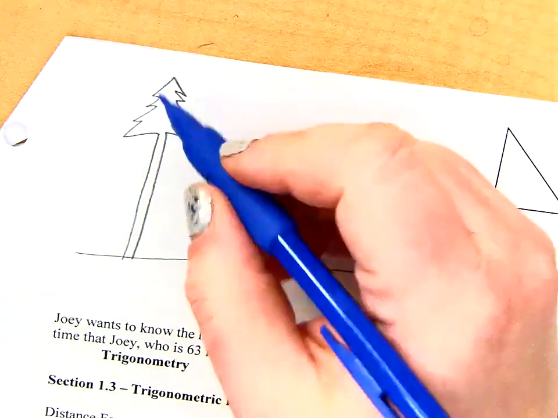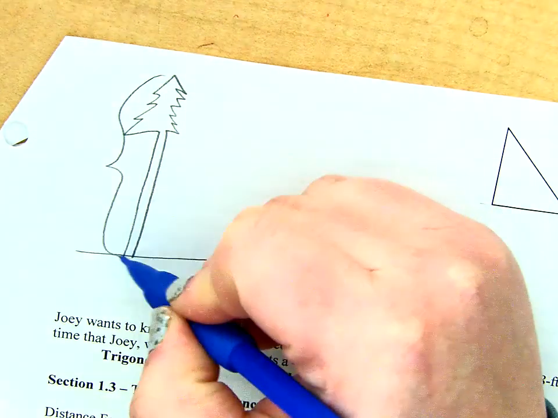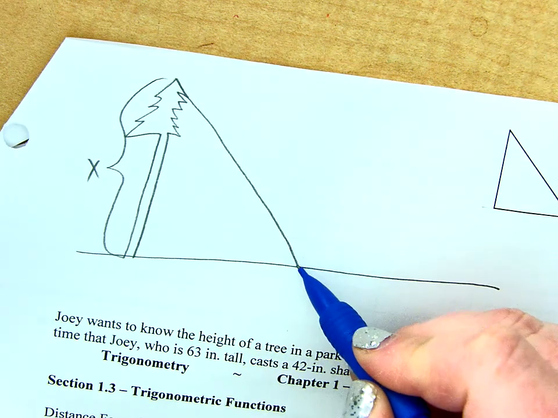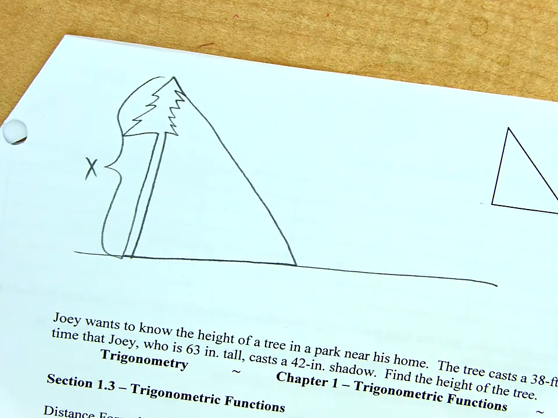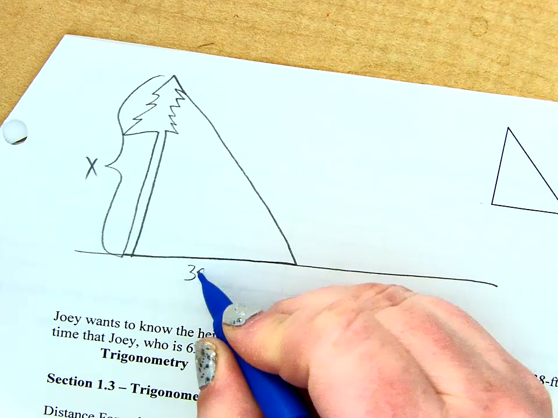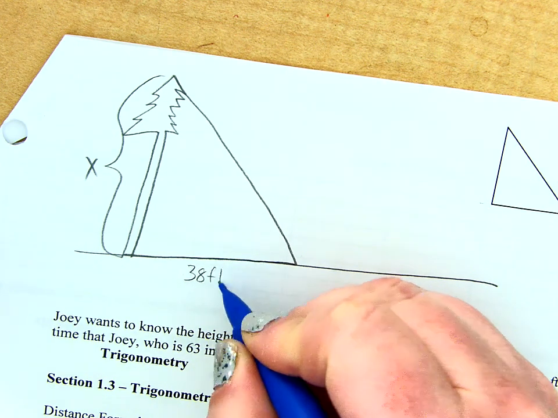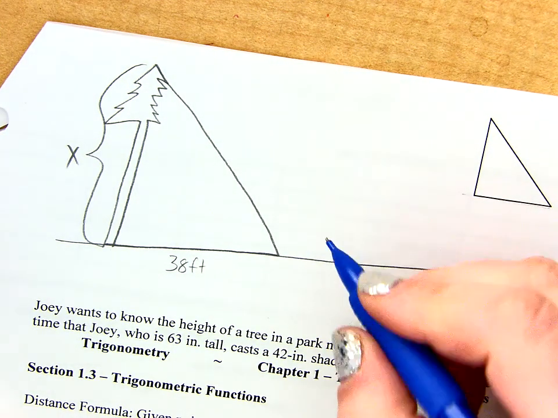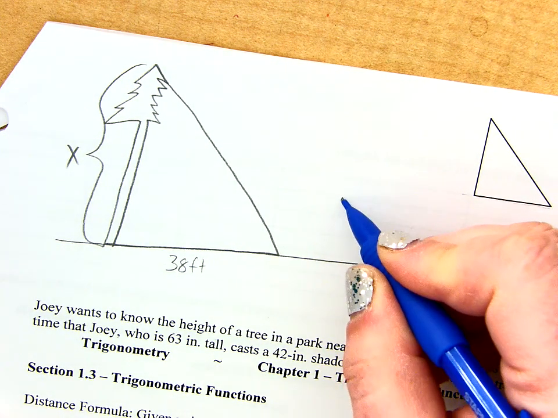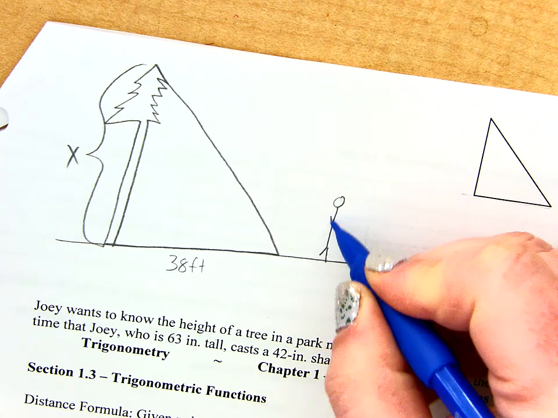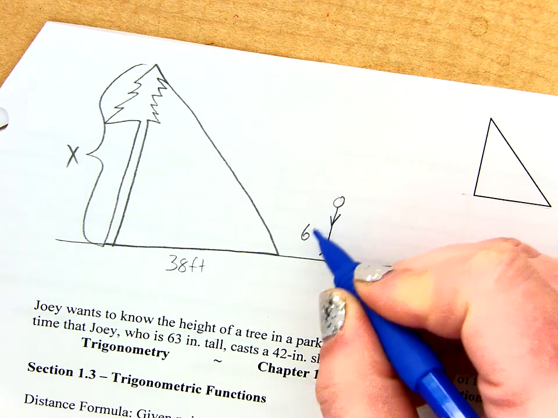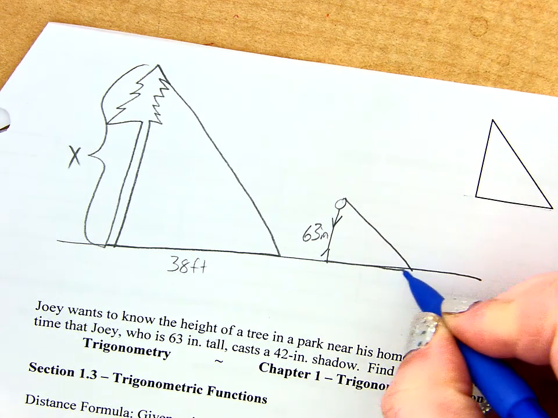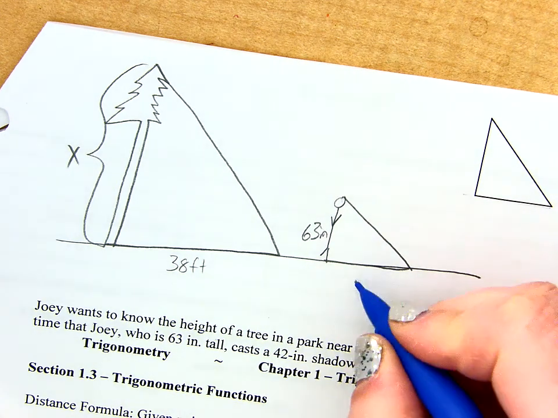All right, I'm trying to figure out how tall this tree is. I have no idea. So I'm going to call that X. But I do know that the tree casts a shadow, which it says is 38 feet. That's important, right? Then I have Joey, whose height is given in inches. So here is Joey, 63 inches. He also has a shadow, and his shadow is 42 inches.